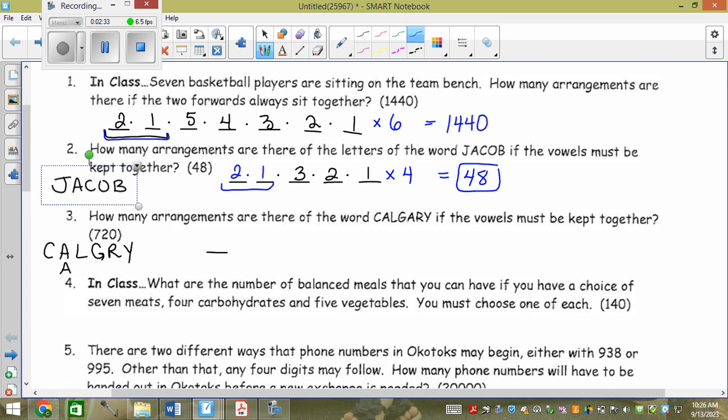Okay, so I know 2 factorial on the bottom because of the 2 A's. And now I read it. It says, if the vowels must be kept together. Calgary has 7 letters. 4, 5, 6, 7. It has 2 vowels, the 2 A's. I treat them like they're different because the 2 factorial gets rid of the cases where they're not. And then 5, 4, 3, 2, 1 times 6, because it doesn't say together at the front. So it's going to be 720.